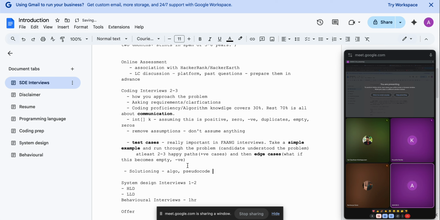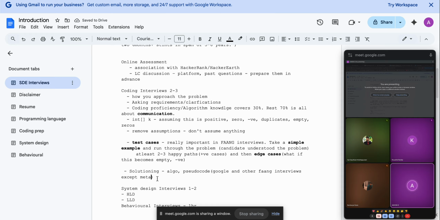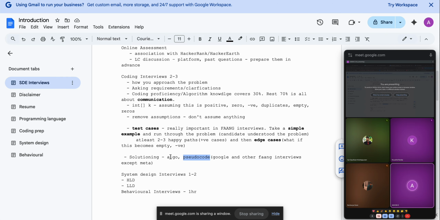When I say pseudocode, this is really important when it comes to Google and other FANG interviews, except Meta, I would say. Meta, I think they expect you to quickly implement the problem and then go ahead. So other than that, pseudocode is important. If you are confident that you can straight away convert the solution to code, you can go ahead. But it's always advisable to convert the solution to pseudocode so that you will have clear cut instructions before your screen, which you can convert to code easily.